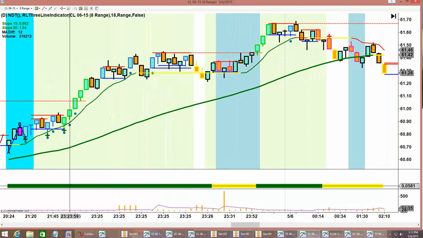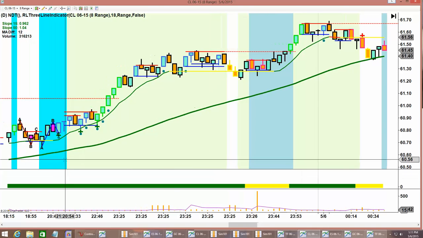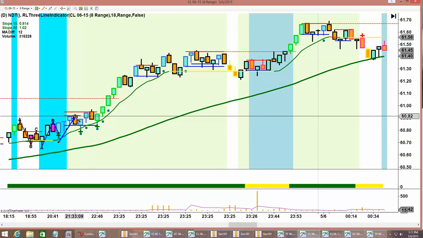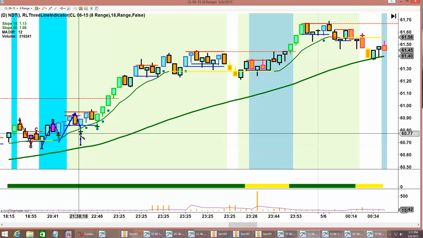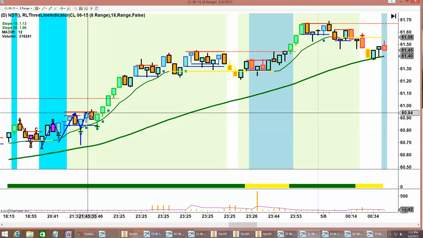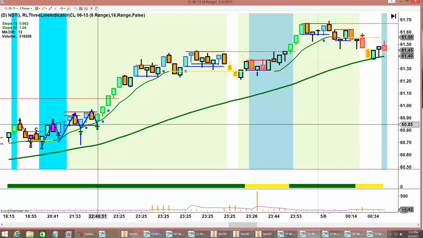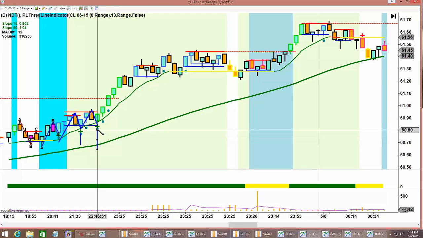And I'm looking for a really good entry here. These are great entries with quant confirmation. The move to the upside, the retracement, small winner. Then you get the move to the upside and retracement, huge winner.